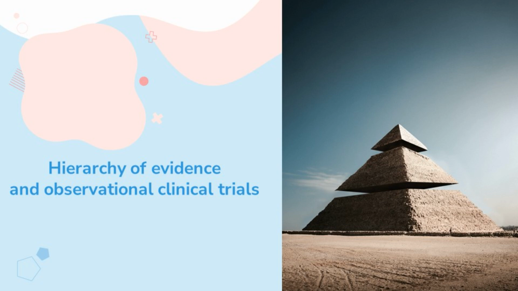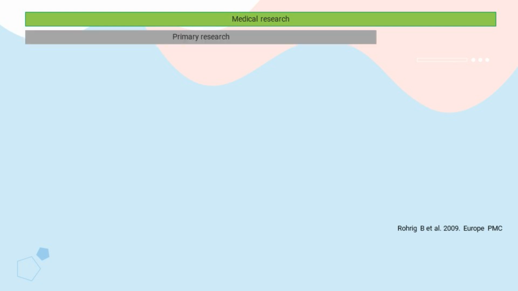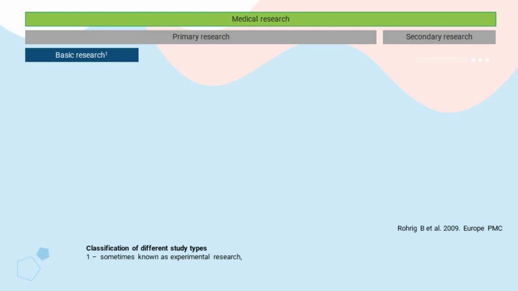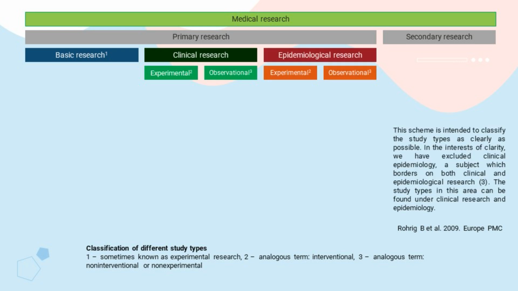This video is about the classification of study types and the hierarchy of evidence. The most basic division is the originality of the research. According to this principle, they are divided into primary and secondary. Primary studies are divided into three categories. First are fundamental studies. The second category is clinical research. The third is epidemiologic. Clinical and epidemiological overlap, and the differences between them are not always distinguished.